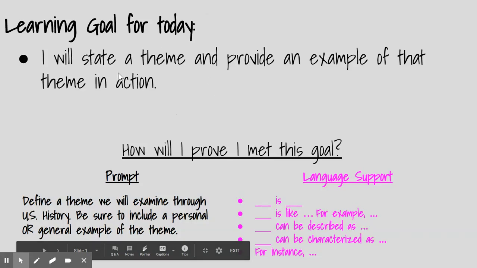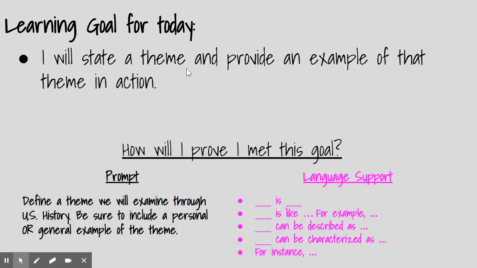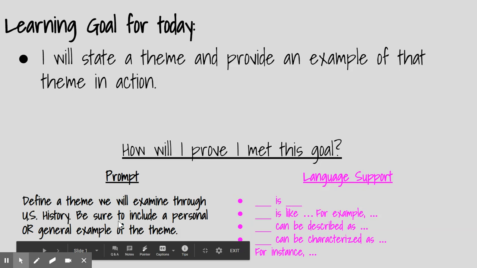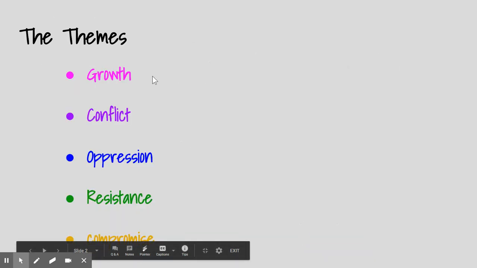Today you will be working towards the goal of stating a theme and providing an example of that theme in action. At the bottom corner here, we have a very similar prompt that you will be looking at today. Remember, a prompt is another word for question. And then there'll be some language support here that you can always pause the video and use for your benefit when it's time for you to write your own response. So let's break it down.